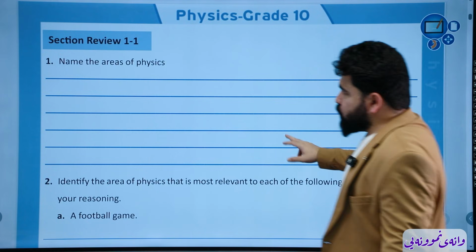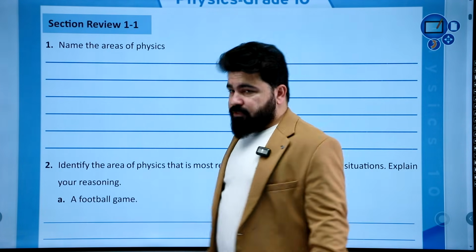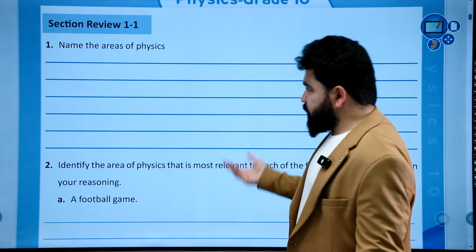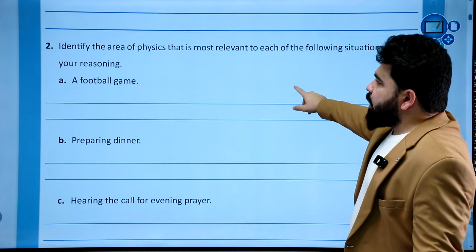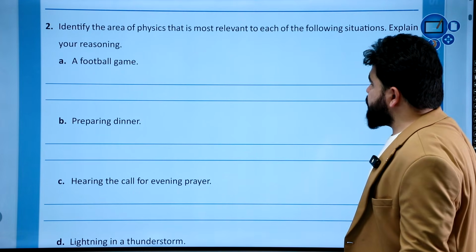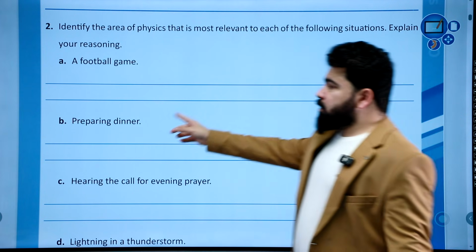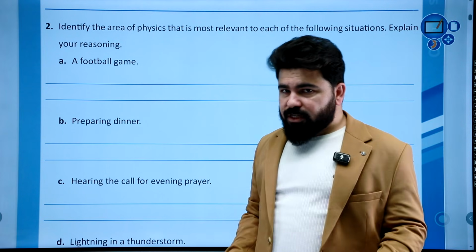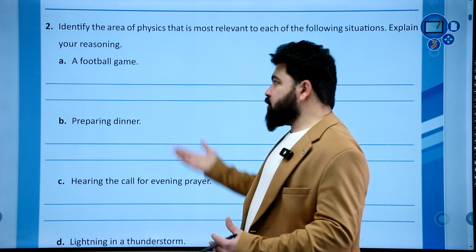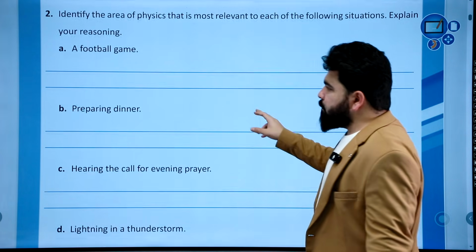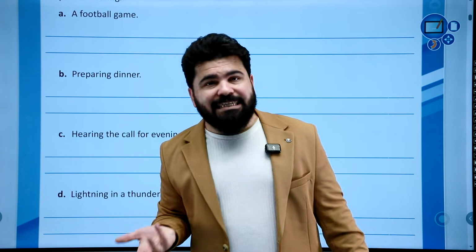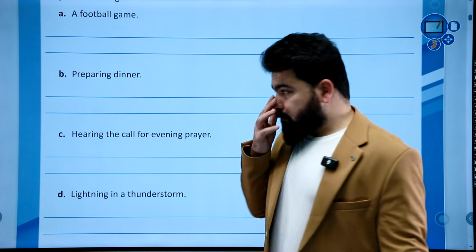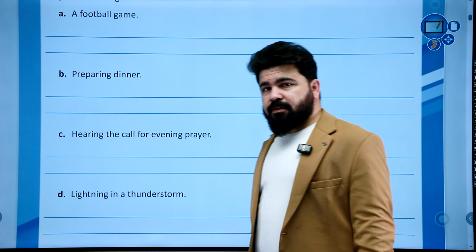Section review, I'm going to go over this very quickly. Name the areas of physics: mechanics, thermodynamics, vibrations and wave phenomena, optics, etc. Identify the areas of physics that is most relevant to each of the following. A, a football game. Players are running, and there is friction also, so it's mechanics. B, preparing dinner. What do you need to prepare dinner? Of course, you need heat. Let's say you're cooking something. So this is thermodynamics.